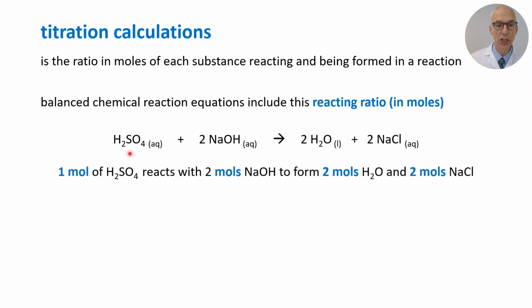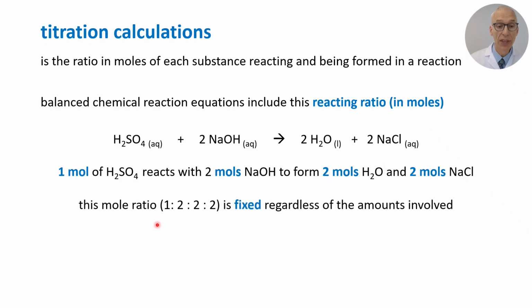So in this equation, 1 mole of H2SO4 reacts with 2 moles of sodium hydroxide to form 2 moles of water and 2 moles of aqueous sodium chloride. This mole ratio, 1 to 2 to 2 to 2, is fixed regardless of the actual amounts involved. It will always be a ratio of 1 mole to 2 moles to 2 moles to 2 moles.